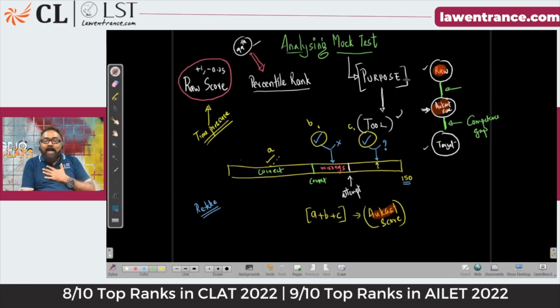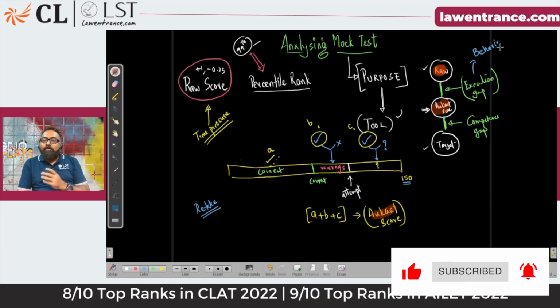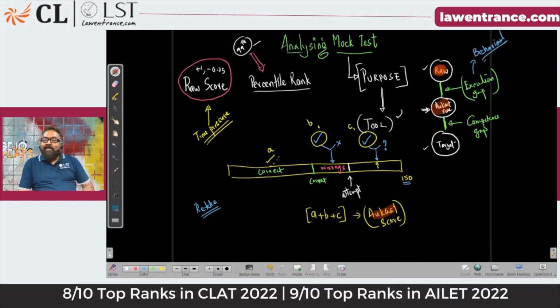What is the gap? This gap has to do with your execution gap, which means in the test, you're not taking the test well. Maybe you got stuck in a particular section, stuck in a particular question. Something happened. And this execution gap is a gap that you want to change based on your behavior. What behavior changes? This is obviously, I think, stuff that I need to study more.